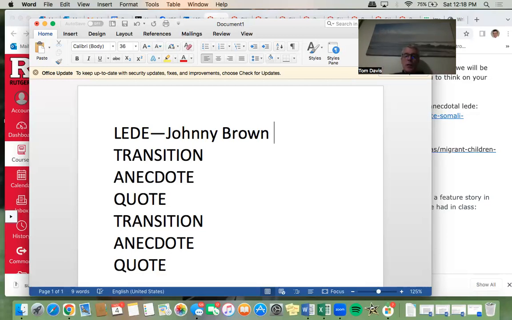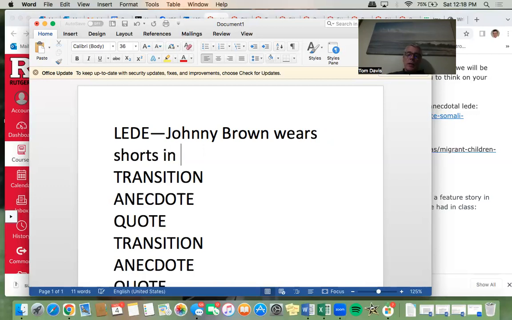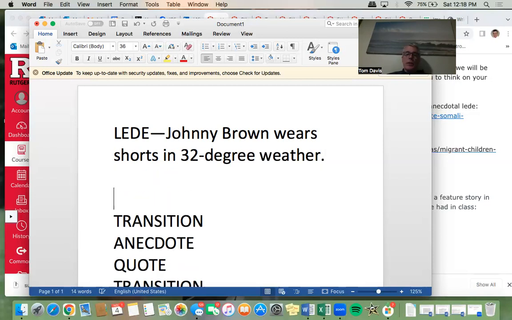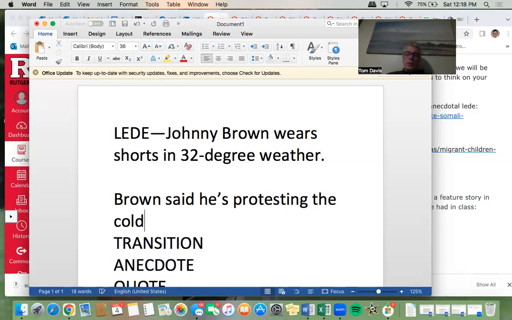Okay. So Johnny Brown wears shorts in 32-degree weather. And that's basically it. That's basically your first paragraph. Okay. Brown said he's protesting the cold. That's another paragraph. So what you're doing is leaving the reader hanging, which is actually good.